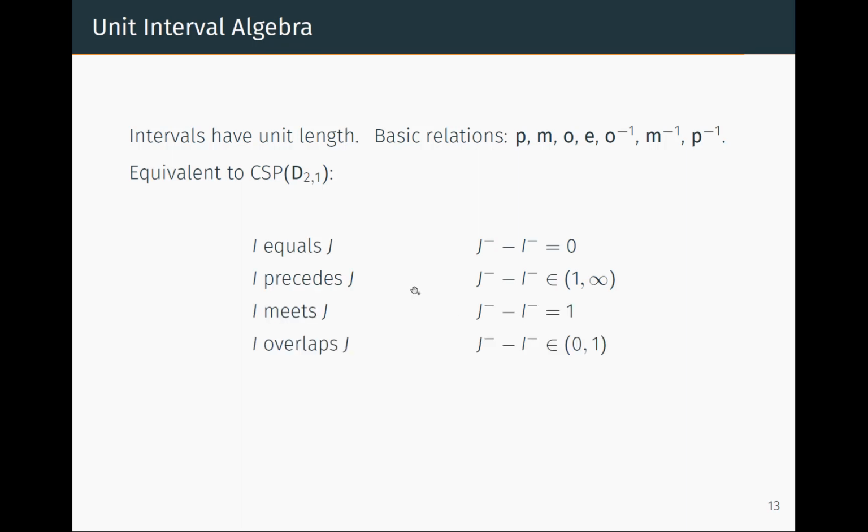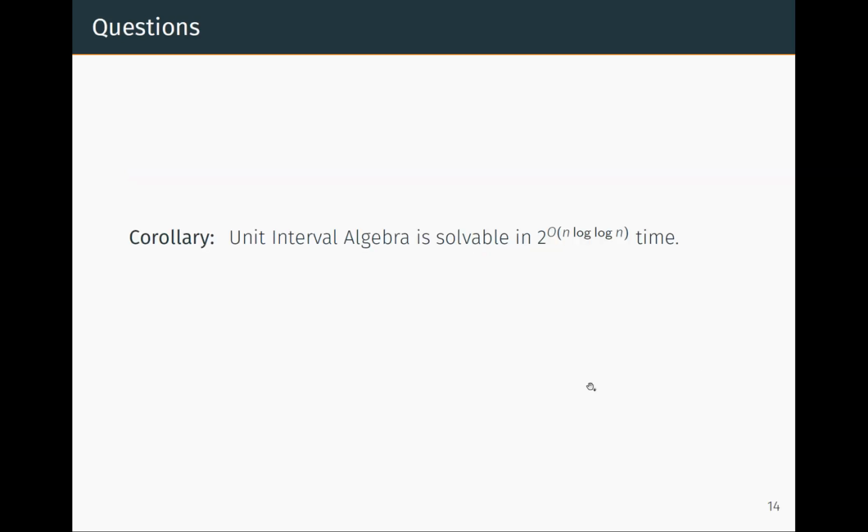And this can be easily seen by just considering the relations. So if I want to, for example, force interval i to meet interval j, then I can say that the left-hand point of j minus the left-hand point of i is equal to 1. And this can be done for every relation in this language. So we can express any unit interval Allen relation in the CSP D21 language. And as a consequence of our theorem, we prove that unit interval algebra can be solved in 2 to the O(n log n) time.